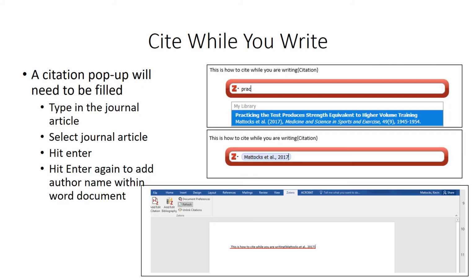Once the style is selected, a citation pop-up will appear and you will need to start typing in it to get your reference. You can type in the journal article or the author's name. Once you get that, you will then click on the journal article and hit enter. This will then have the author's name and year. Hit enter again to add the citation within the document. In this case, for APA style, it will be the author's last name and the year.